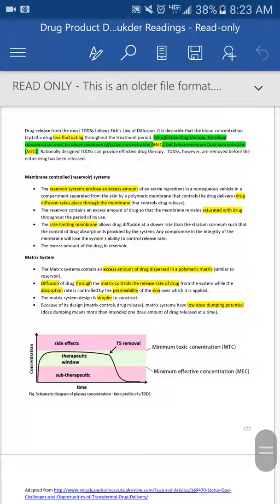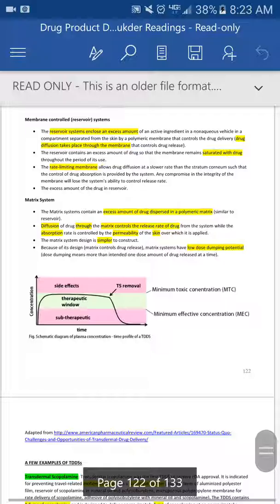Drug release from most TDDS follows fixed laws of diffusion. It is desirable that the blood concentration, Cp, of a drug is less fluctuating throughout the treatment period. For effective drug therapy, the blood concentration must be above the minimum effective concentration, but below the minimum toxic concentration. So you want to keep it in the therapeutic window. Rationally designed, TDS can provide effective drug therapy. TDS, however, are removed before the entire drug has been released.